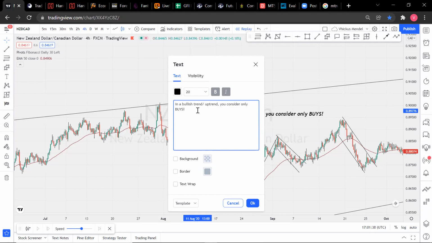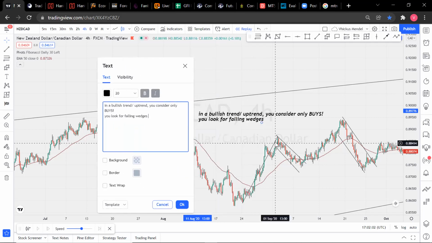And you look for falling wedges. You look for falling wedges downstream. The correction is the falling wedge. This is a correction.